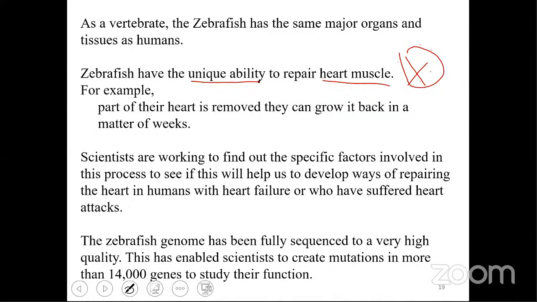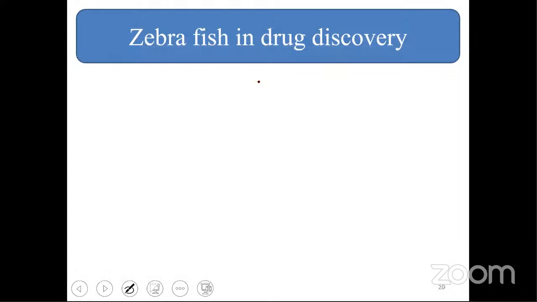The zebrafish genome has been fully sequenced to a very high quality. This has enabled scientists to create mutations in more than 14,000 genes to study their functions. See, these are the great things happening regarding this zebrafish.